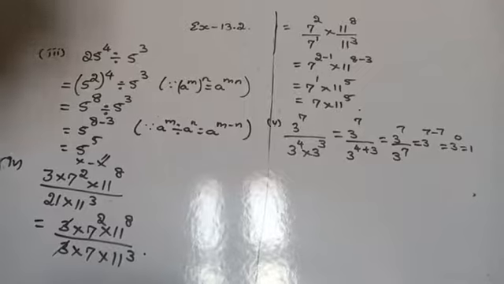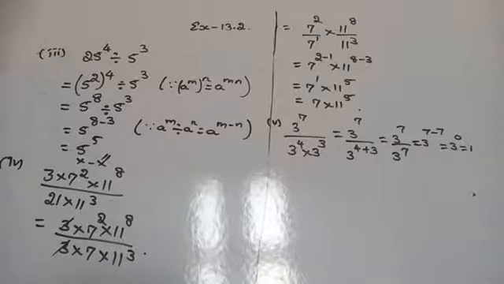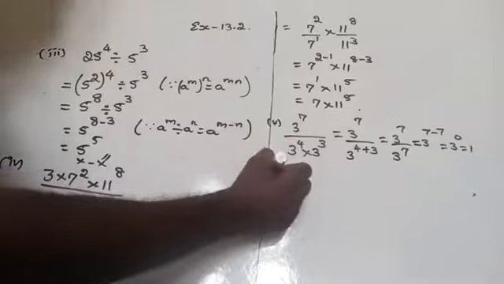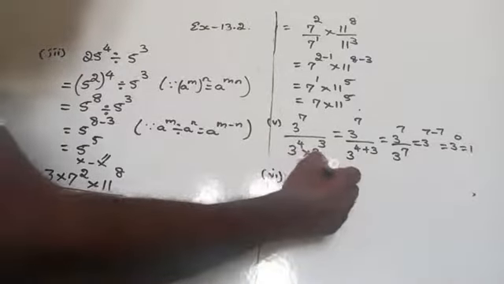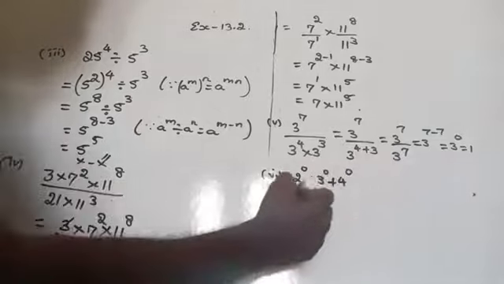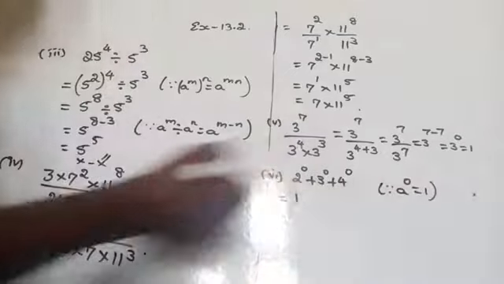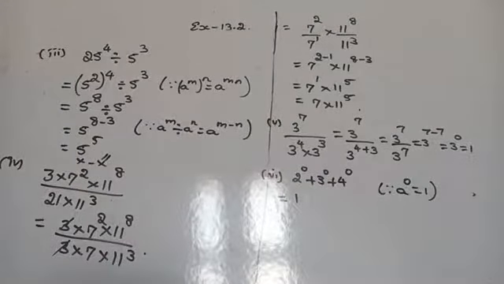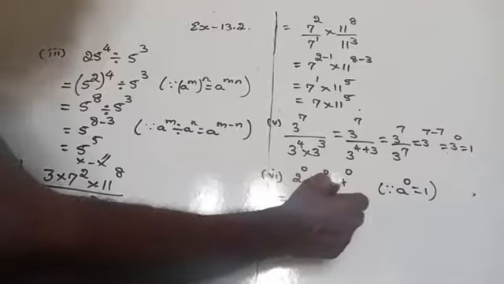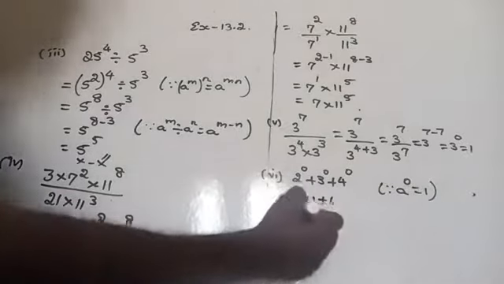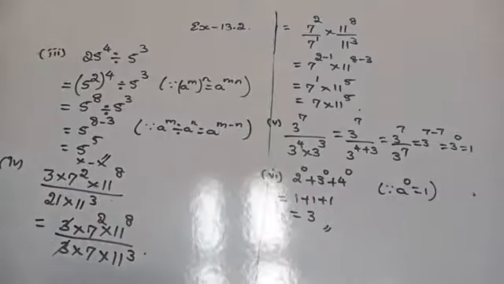Question number 6. The second question, sixth part. It is given that 2 power 0 plus 3 power 0 plus 4 power 0. 2 power 0 is 1 because anything power 0 is 1. So 2 power 0 is 1, 3 power 0 is 1, 4 power 0 is also 1. So 1 plus 1 plus 1 is nothing but 3. Am I right? Yes. Shall we move to the next part?